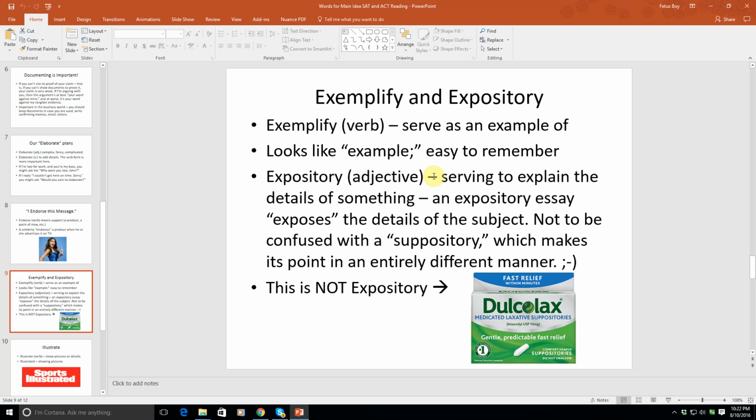So, that's not to be confused with a suppository, which makes its point in an entirely different manner and at the other end of your body than where the expository essay would presumably hit. So, this is not expository, it's a suppository.